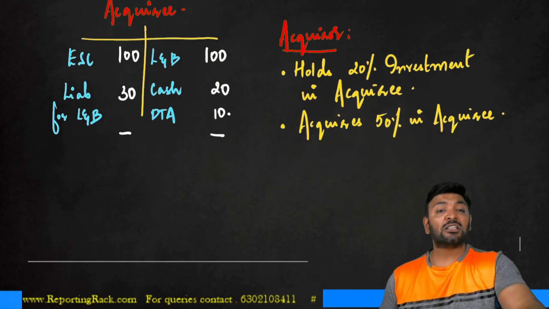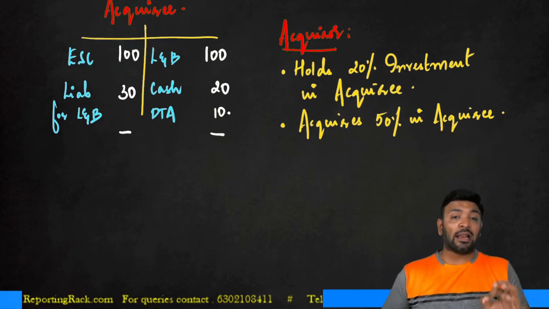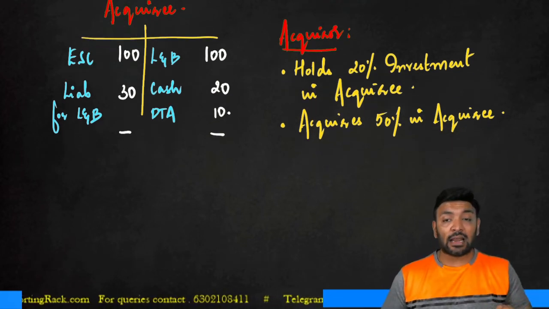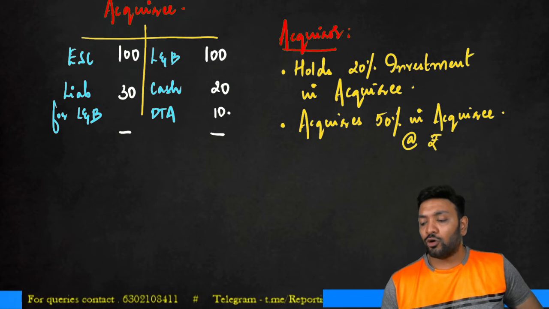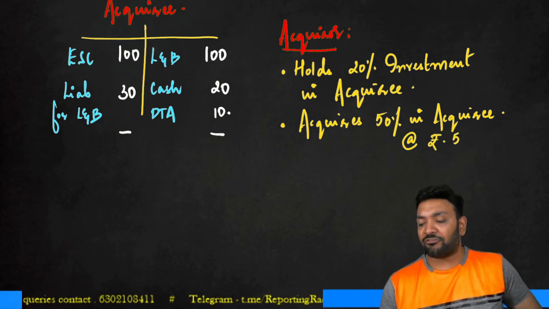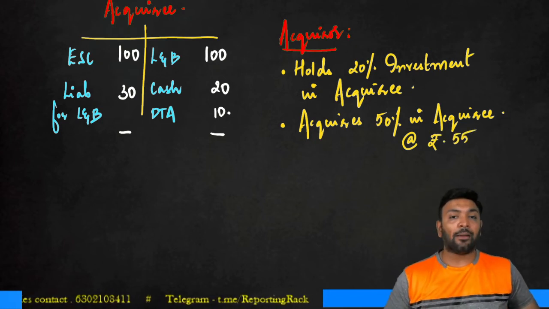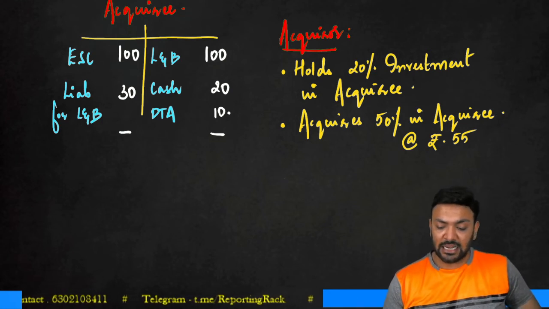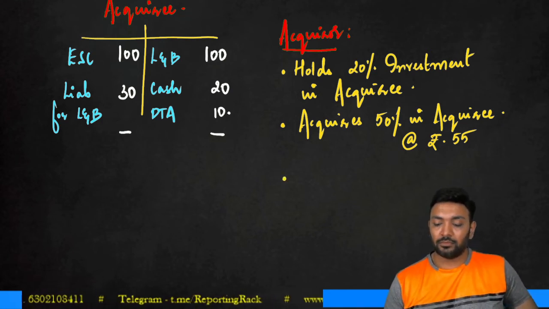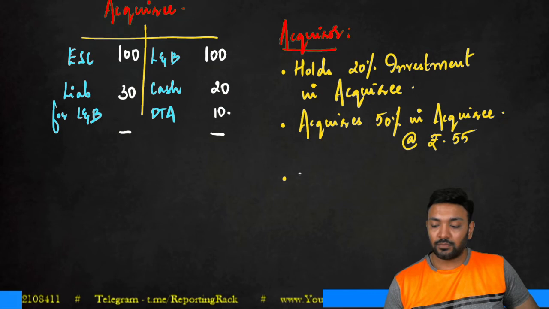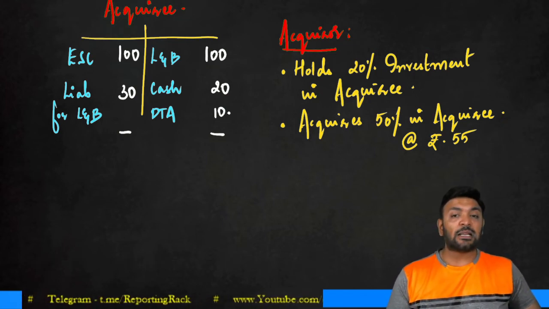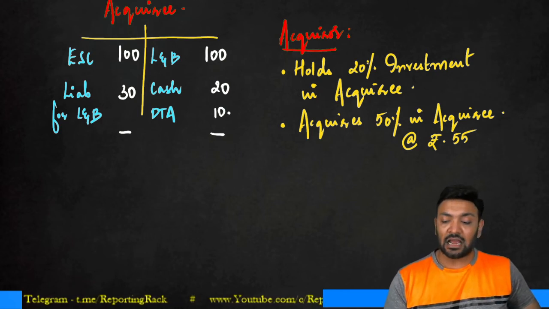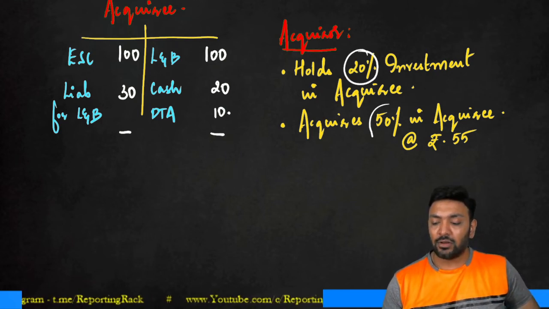Now he acquires 50% in acquiree. At what price did he acquire in acquiree? Let's say he has acquired 50% in acquiree at the rate of rupees 55. Okay. Lastly, sufficient, right? I got 70%. So 20% plus 50% is 70%. I got holding controlling interest.